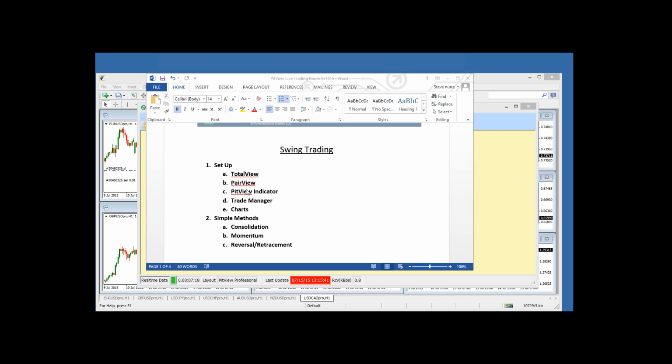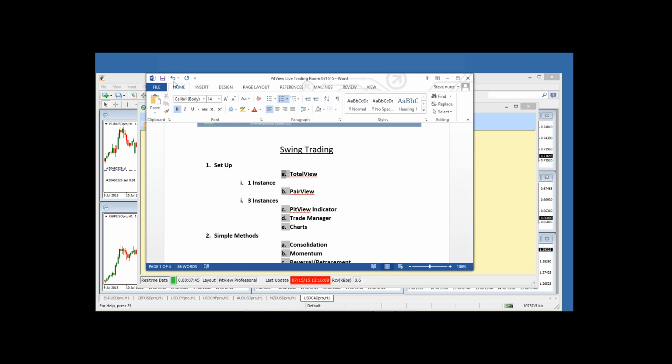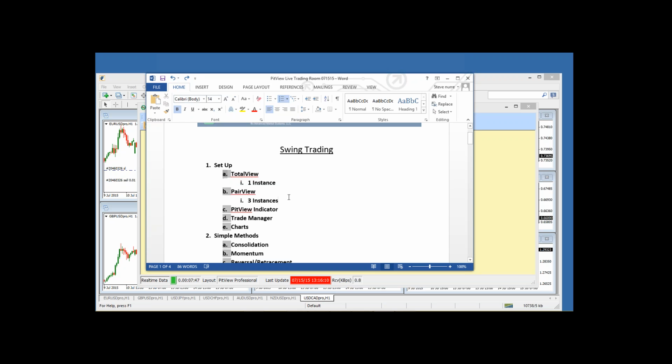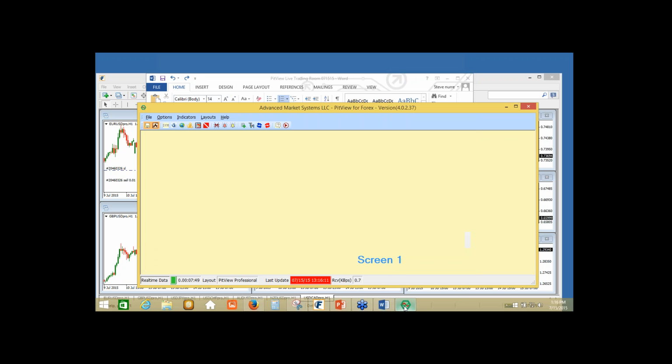No problem at all. So let me go through the setup first of how we start off. From a total view standpoint, I'll show you how I set up my total view. I just need one instance of it. I know a lot of people like having a bunch of stuff on their screen, and I'm just not that guy. One instance of total view, and I usually have 3 instances of pair view on my screen, and I'll show you exactly how I have these set up here.